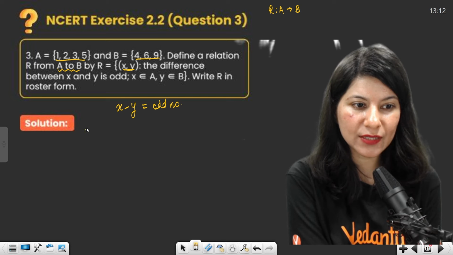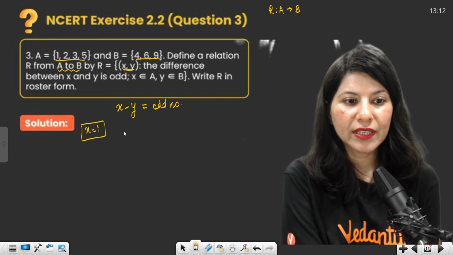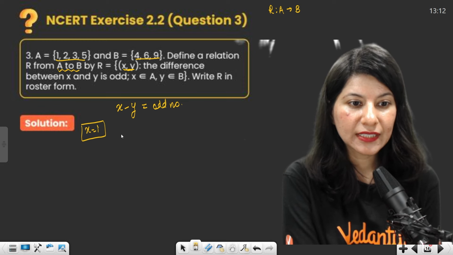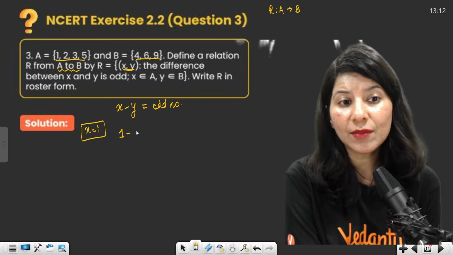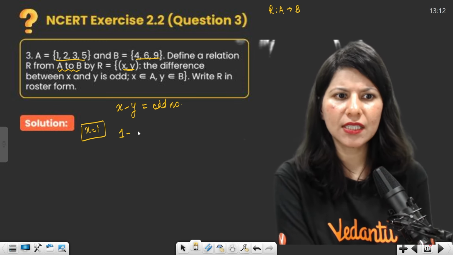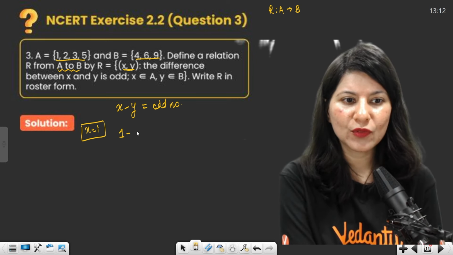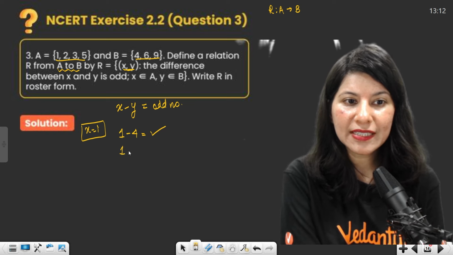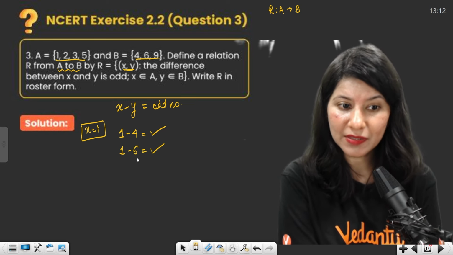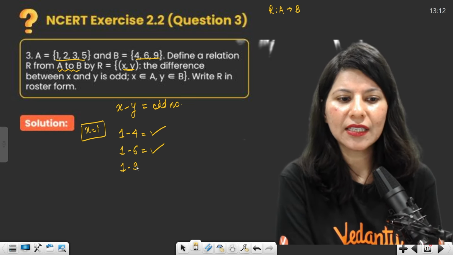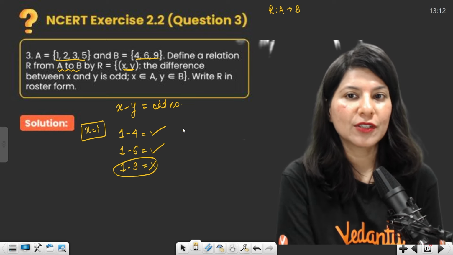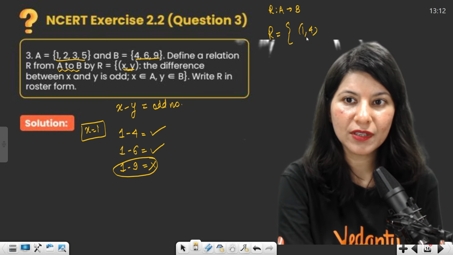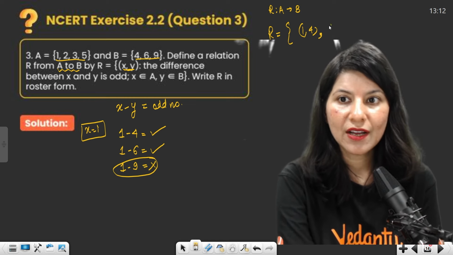Okay, let's pick x equals 1. The moment you pick x equals 1, y can be 4. Yes, 1 minus 4 is minus 3, an odd number, right? So 1 minus 4 is possible. 1 minus 6 is also possible. And 1 minus 9 is minus 8, which is not possible. So if I start writing the relation R, that is (1, 4), because 1 minus 4 is an odd number.